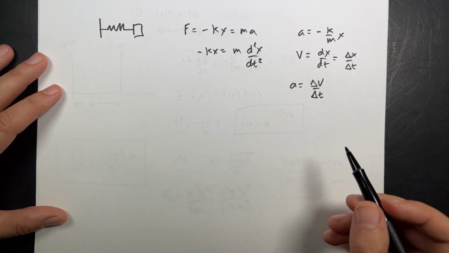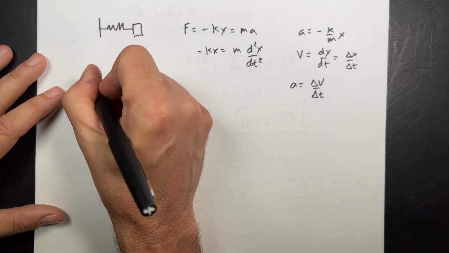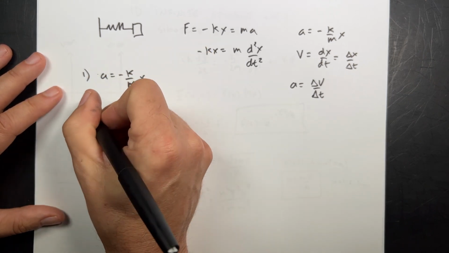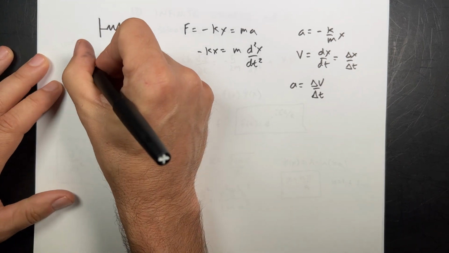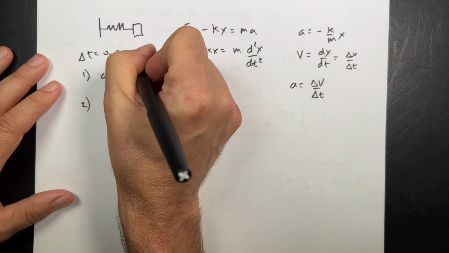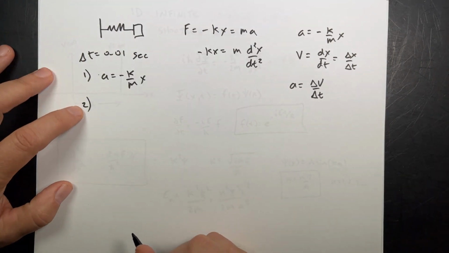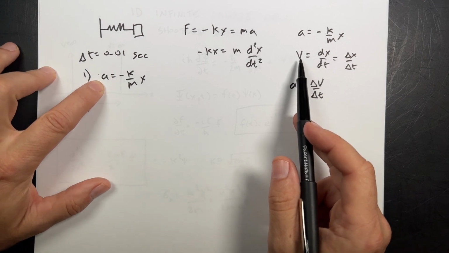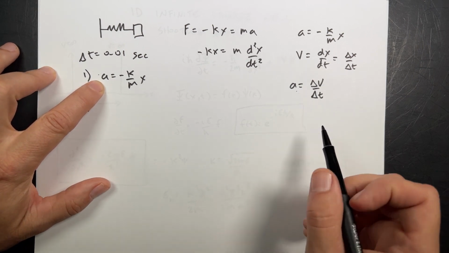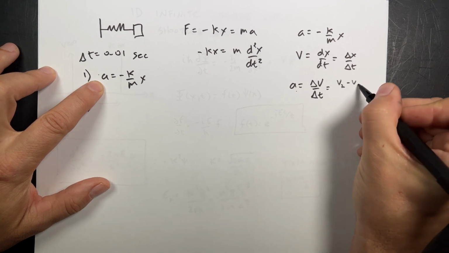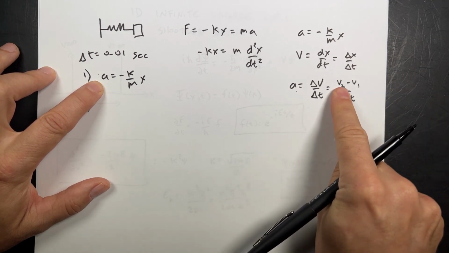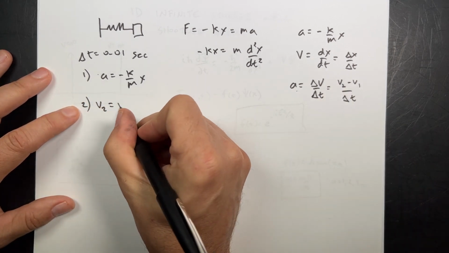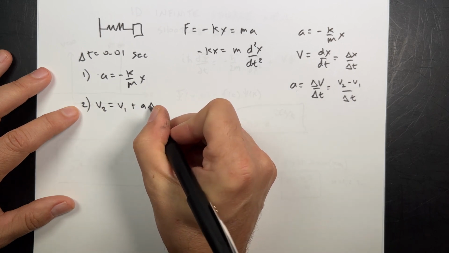But here's the basic game plan. Number 1, calculate a. A is negative k over m times x. This is all for delta t equals 0.01 seconds or something like that. Number 2, if I assume the acceleration is constant, which it's not, I can use this to say that a is v2 minus v1 over delta t, where v2 is the velocity at the end of the time interval and v1 is at the beginning. I can use that to solve for v2, like that.